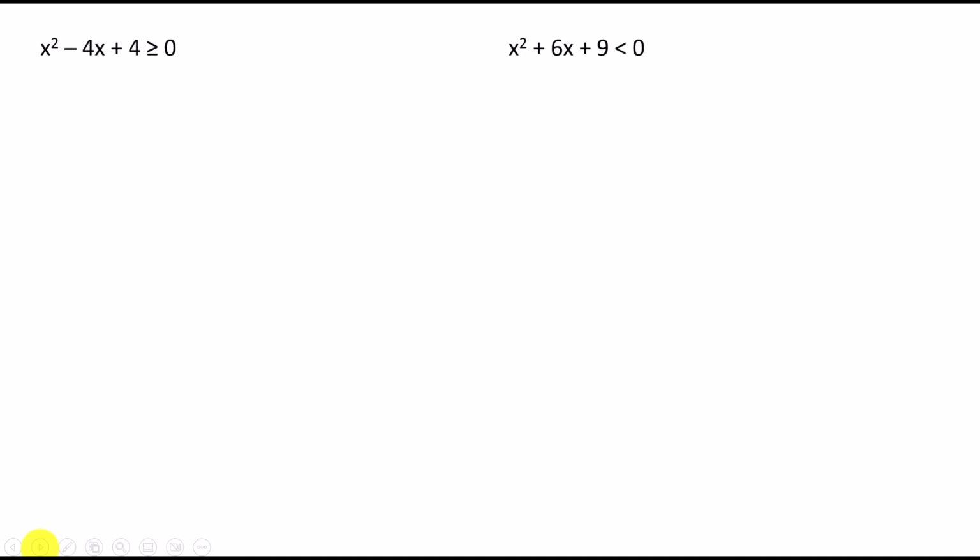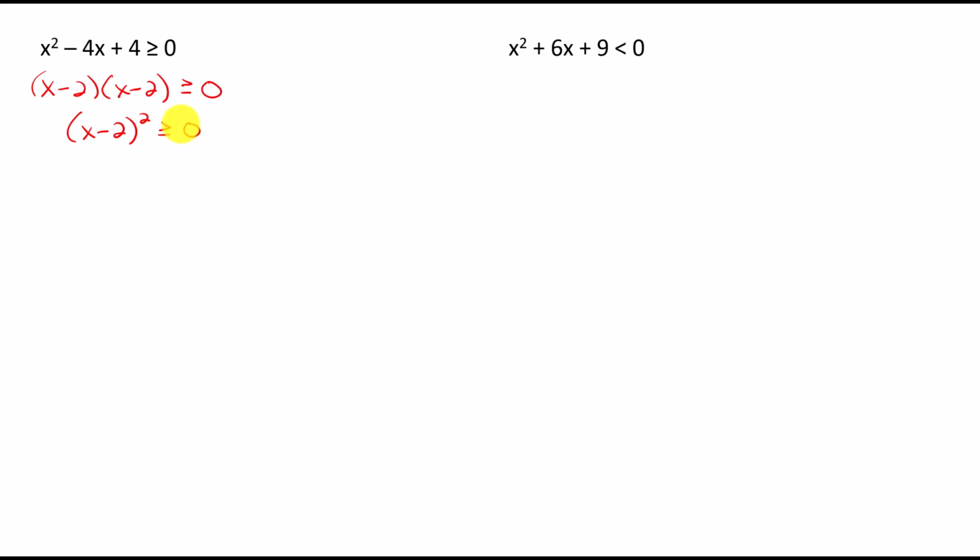Okay, we just have 2 more problems to look at, and these are special cases that can happen. So this is where you really have to pay attention to what you're asked for. I need to factor this one first. When I factor this, I get x minus 2 times x minus 2 is greater than or equal to 0. You might also see this written as x minus 2 squared, since those are the same.